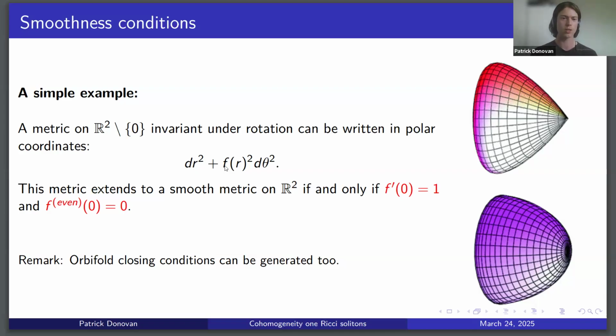Well, we can do some computations and see that this will extend to a smooth metric at the origin if and only if the derivative at 0 is 1 and all the even derivatives are 0. In particular, yes, I have an ODE, pick a point, solve the ODE, but that doesn't necessarily mean I get a smooth metric everywhere. I could get some kind of point here. Whereas if I ensure I actually satisfy these smoothness conditions, I know at the end, yes, I get a smooth metric. I also make a remark here that I can do orbifold closing conditions too to get an orbifold metric. And these are more generic than smooth, and we might find an example of those things later, and that might actually help us understand what the smooth examples are.